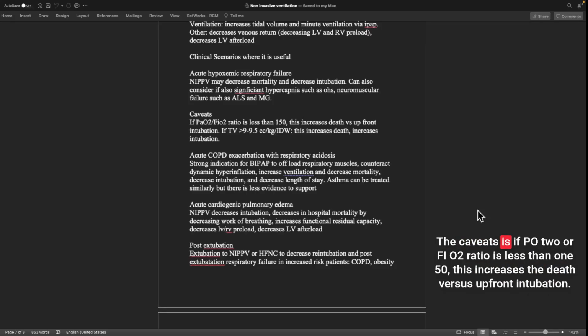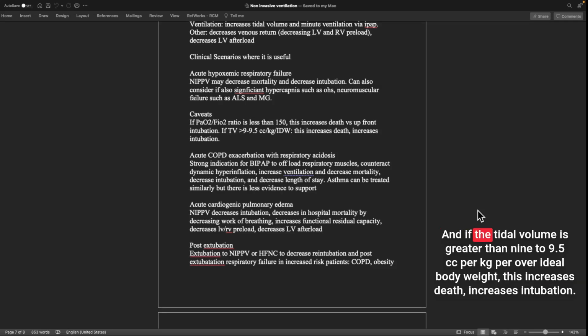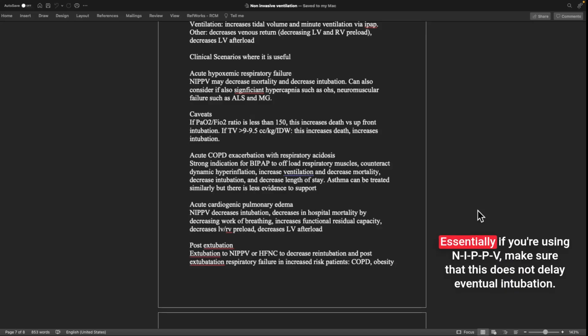The caveat is if the PaO2 to FiO2 ratio is less than 150, this increases the death versus upfront intubation. And if the tidal volume is greater than 9 to 9.5 cc per kg of ideal body weight, this increases death and increases intubation. So what is this saying? Essentially, if you're using NIPPV, make sure that this does not delay eventual intubation. If you find the patient that intubation is clinically indicated, you go straight to intubation.